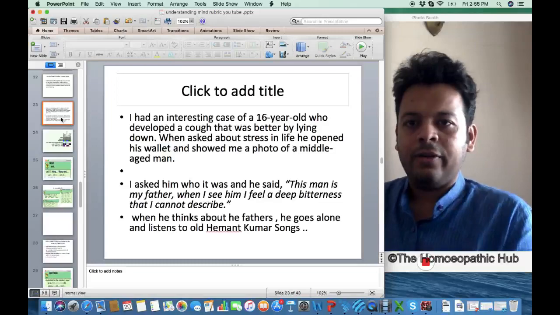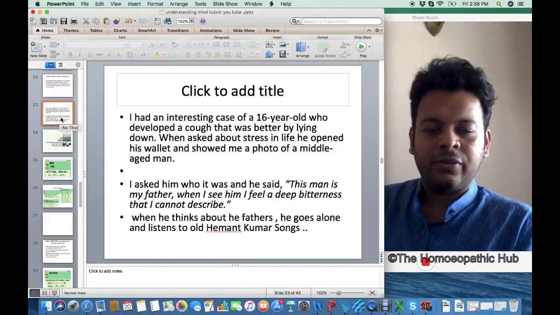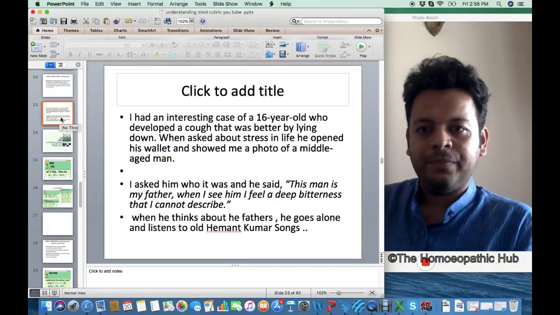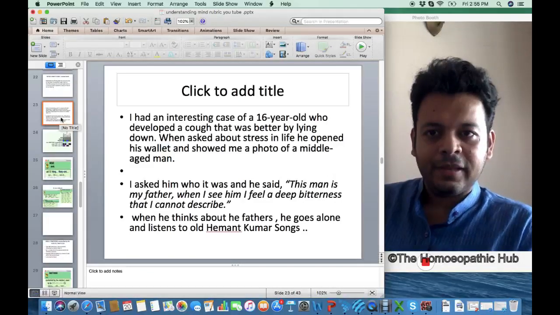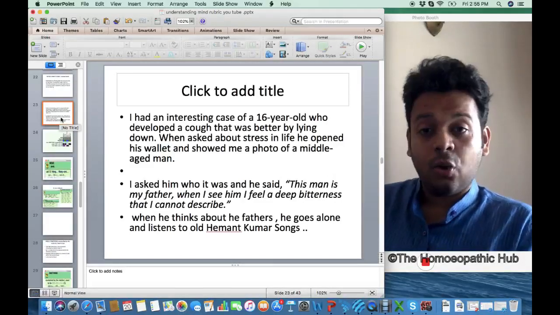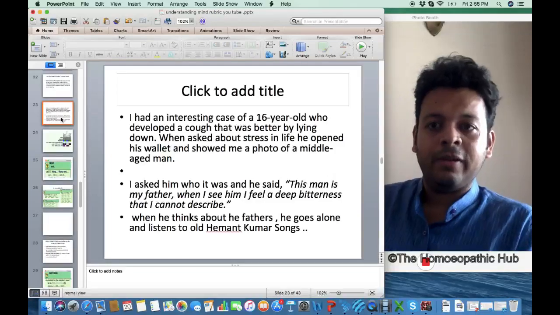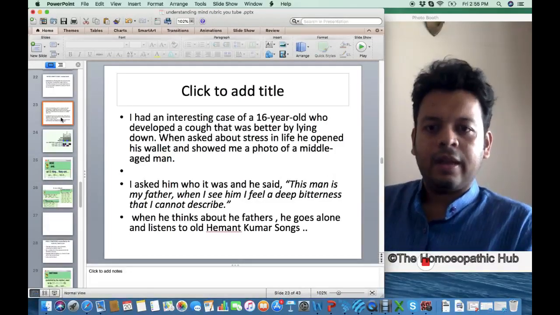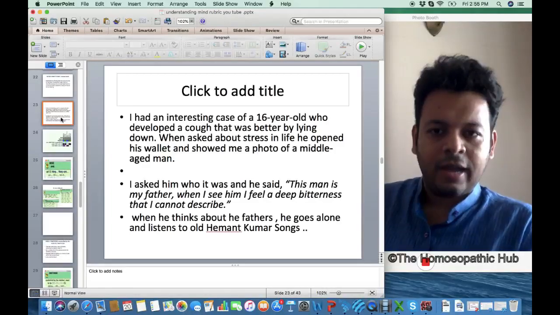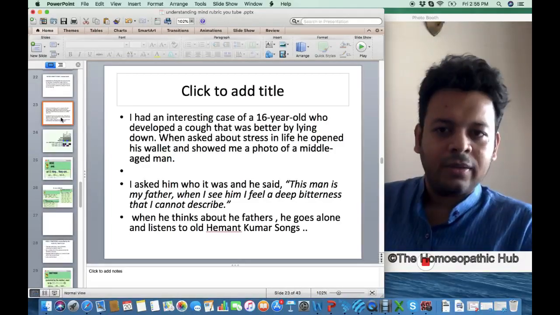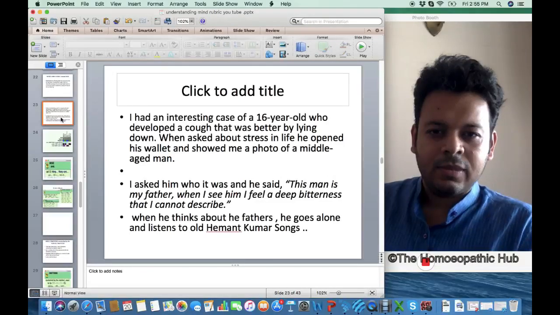And I'll tell you how I had used it once. There was a very interesting case of a 16-year-old guy, typically of cough. And the symptom of cough was that cough typically would get better by lying down. And when I asked him about stress, he showed me a photograph of a middle-aged man. I asked him, "Who's this?" He said, "This is my father. He is my stress."